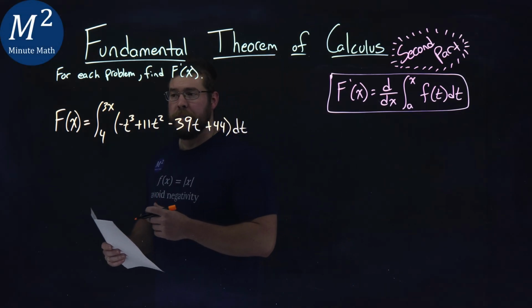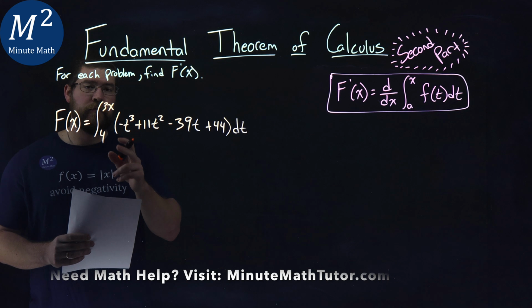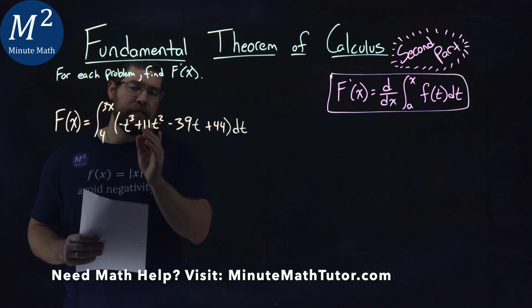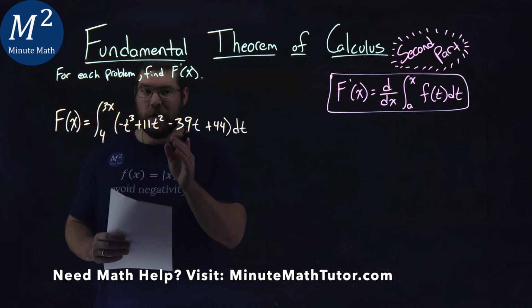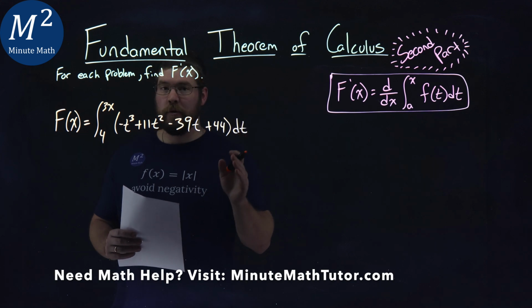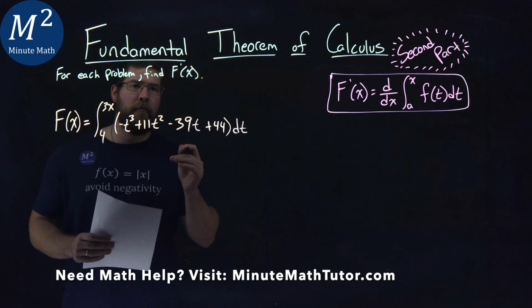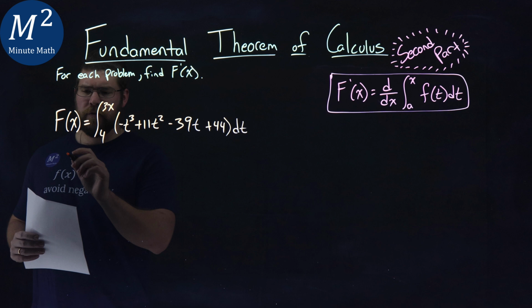We're given this problem right here. f of x is equal to the integral from 4 to 3x of negative t cubed plus 11t squared minus 39t plus 44 dt. And we have to find f prime of x. So let's go use the formula.